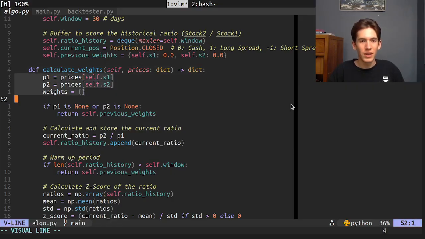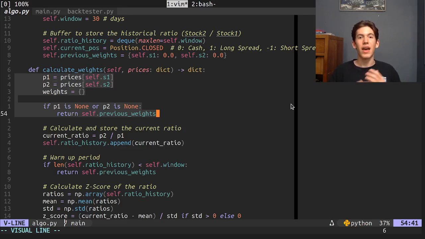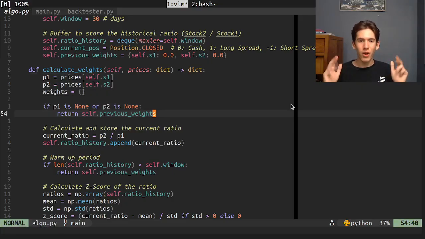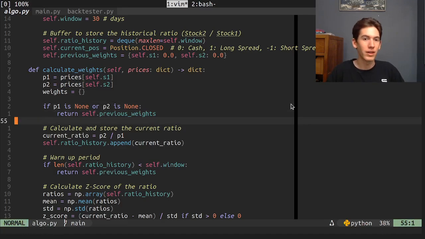So the first thing we do is we get those prices for our two different stocks, and we do a little error handling, making sure that the prices aren't None. If they are, for some reason we don't have a price. This can happen if you're trading securities on two different exchanges, and maybe one exchange doesn't trade on the weekend, but one exchange trades 24/7. So you might have this situation. Then we say just return the previous weights. So don't touch our portfolio. It's an assumption that the difference in price of one day isn't significant. So you've got to keep that in mind.